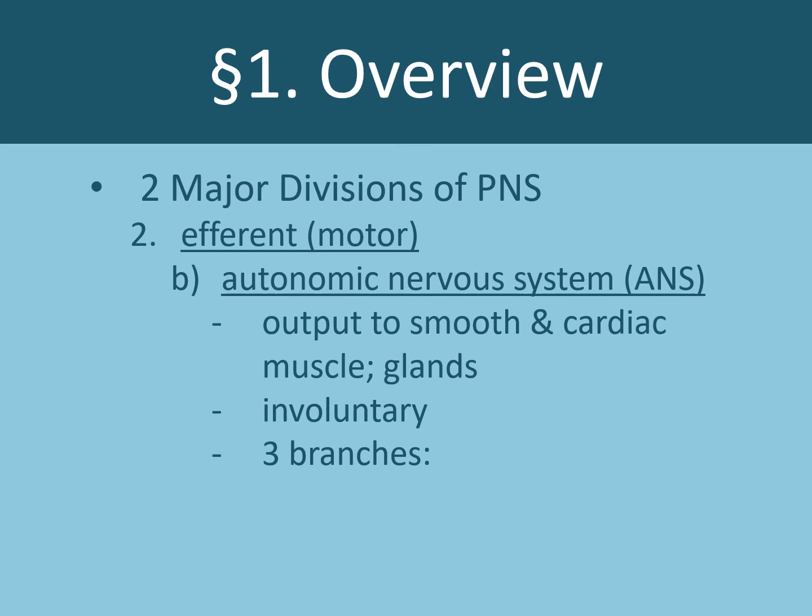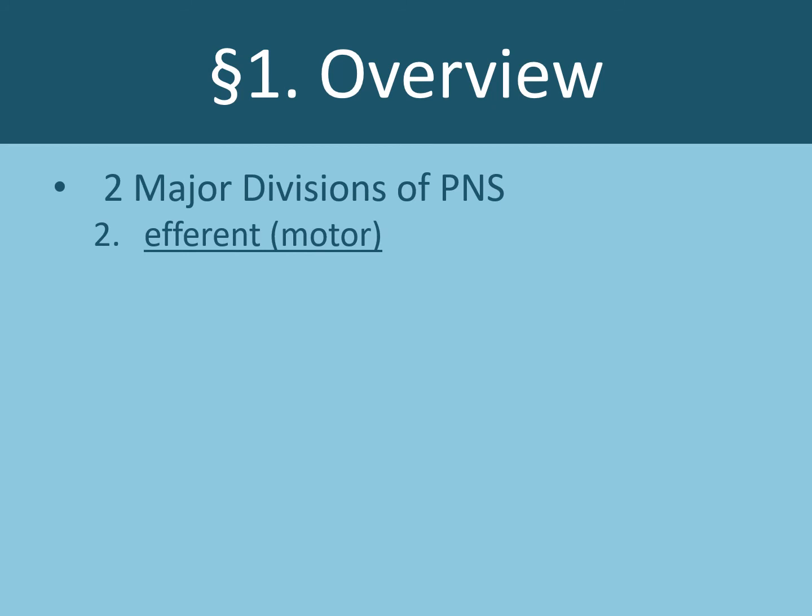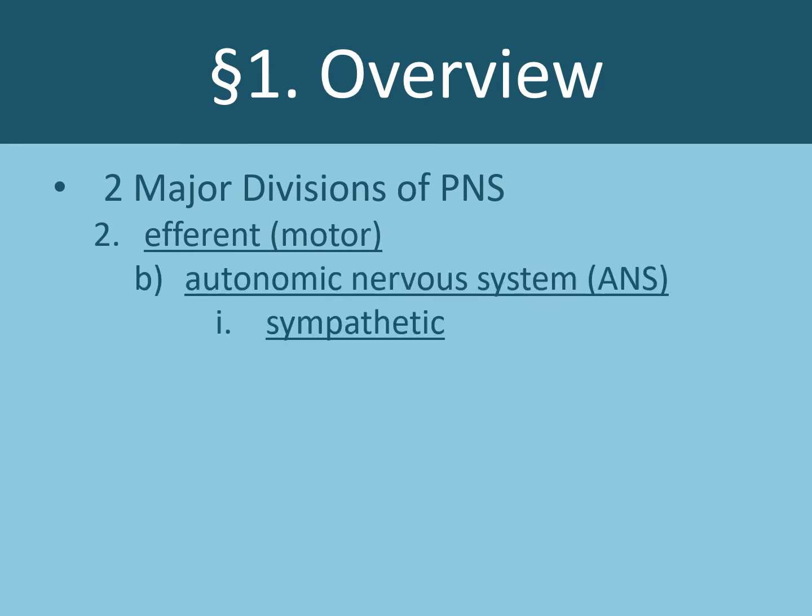And the ANS is further divided into three branches. That is the sympathetic, parasympathetic, and enteric nervous systems. Again, the autonomic nervous system is subdivided into three branches. The first branch is the sympathetic nervous system, which controls our fight or flight response.